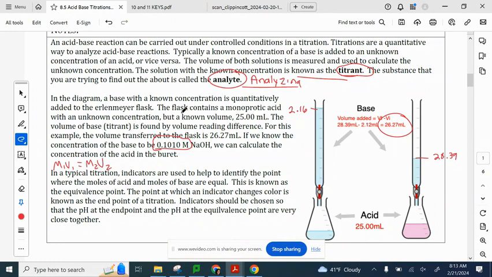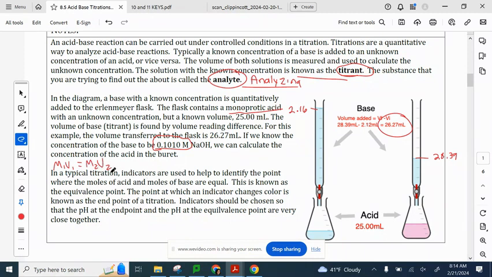Okay. And it looks like, they tell us here, unknown concentration. It just says the flask contains a monoprotic acid of unknown concentration. So we cannot use this. The only time that formula works for us for calculating molarity is if we're at a strong. Okay. So that's unfortunate, because otherwise this is easy.